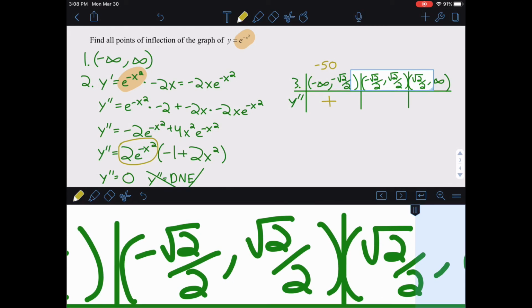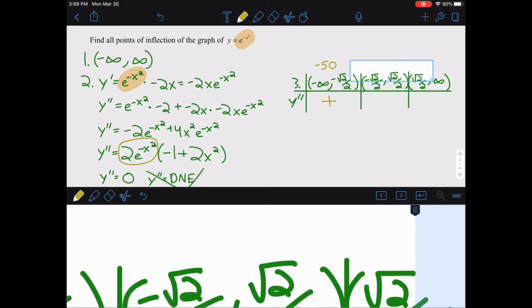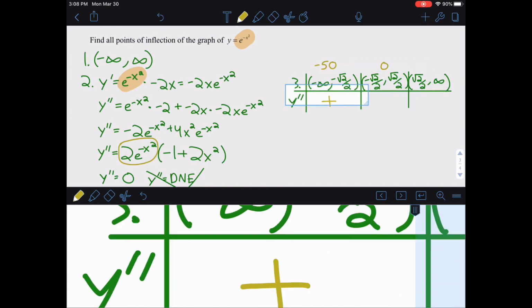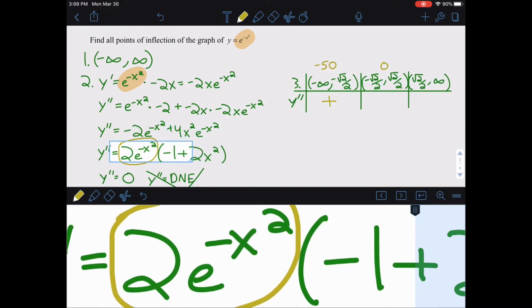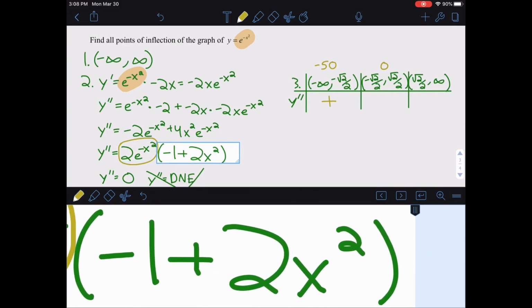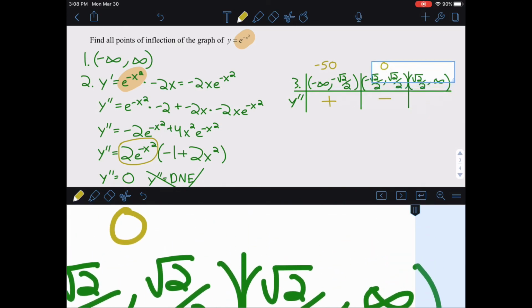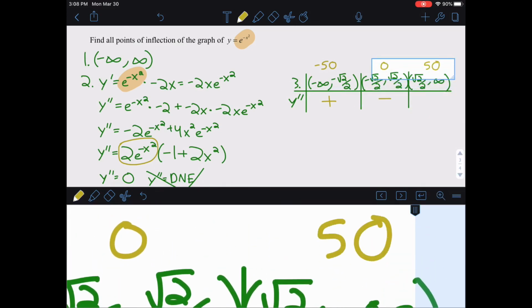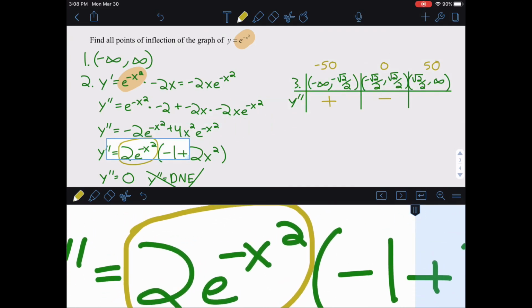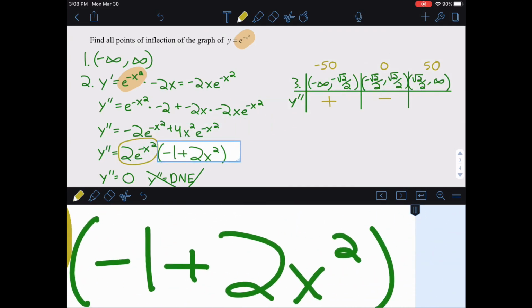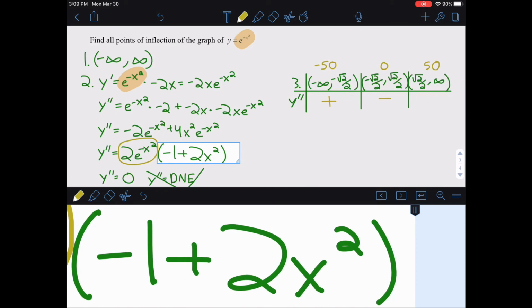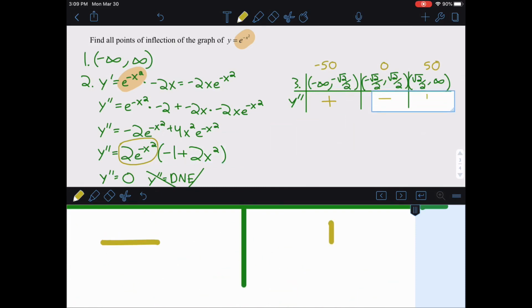Negative root 2 over 2 to positive root 2 over 2. I can always pick 0 there, which is good. Again, I can ignore the first part: e to the 0 is 1, which is positive, so I don't need to worry about that. Plug 0 into this parentheses, 2x squared drops out, and I'm left with just a negative 1, which is entirely negative. And then root 2 over 2 to positive infinity. I'll pick positive 50. Again, ignore e to the whatever power, that's going to be positive. 50 squared, big number, times 2, even bigger. Subtract 1, that's still going to be a positive number.